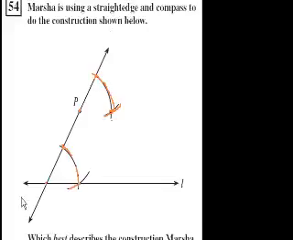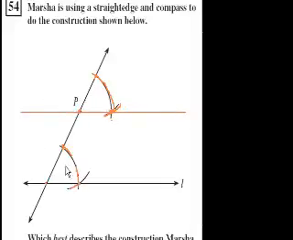The straight edge is to draw these lines. The compass is to draw these curves. So if she were to draw another line between those 2 points, if it looks something like that, then she would have parallel lines.